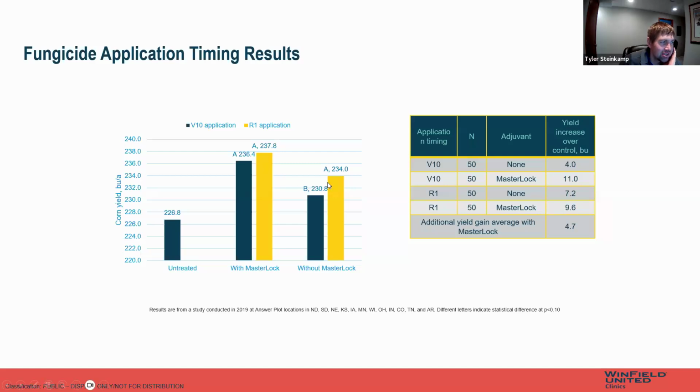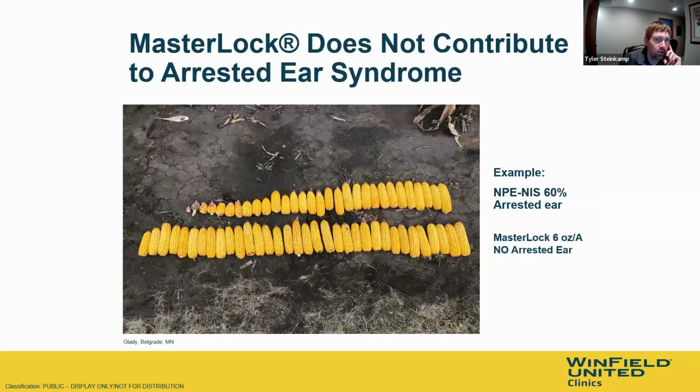Here's a comparison from 2019 that we did, with and without Master Lock. I brought this one up because I often get asked, if it's a V10 or earlier application, I really don't need Master Lock because I'm going out there with 20 gallons per acre, right? That was not the case. In fact, at the V10 time period we ended up with 7 bushels as compared to the R1 time period in this particular study. So pretty significant. In addition, of course, Master Lock will not cause arrested ear.